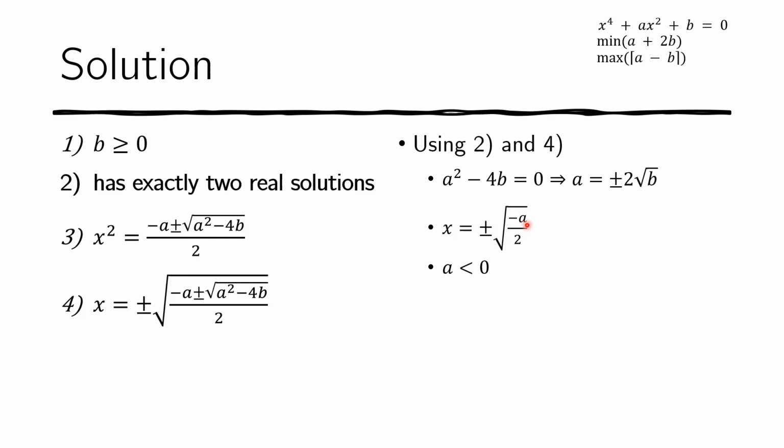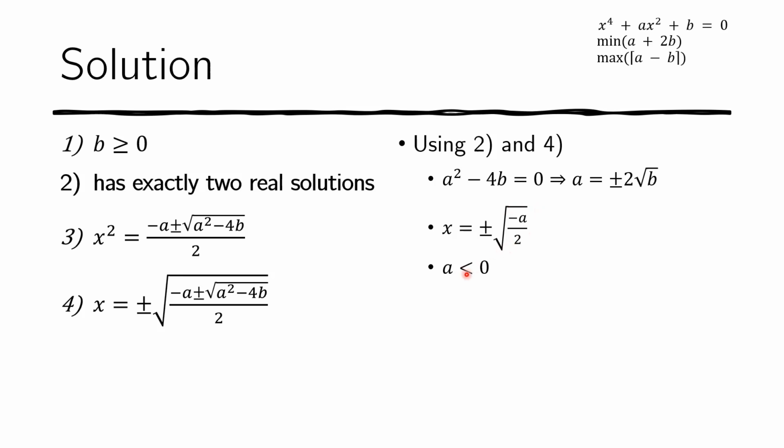And also a cannot be positive, because if a is positive, then negative a is negative. And now we're going to get the square root of a negative number, and now we will have complex solutions. And therefore, we will be violating, again, this condition too. And so a could only be negative, because the negative of a negative number is positive. And so we don't have a problem getting the square root of that.